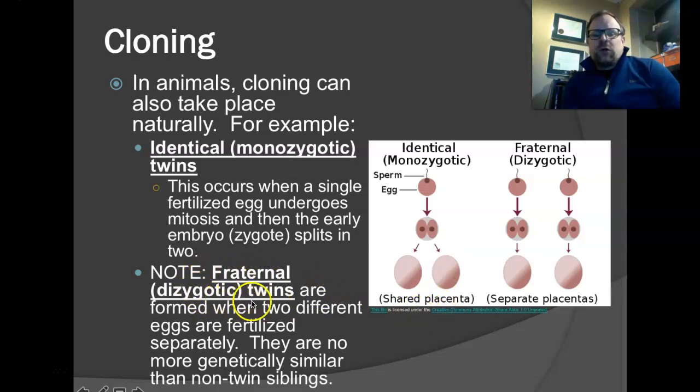Just as a note, fraternal or dizygotic twins are a little bit different. What we end up with is when two different eggs are fertilized separately, and then those individuals are not genetically similar. They're still twins, but they're not genetically similar. And what would happen in this case, I think you're probably wondering, well, I thought females only released one egg or matured one egg per cycle. Well, what would happen is you end up with two eggs being produced in the cycle, and as luck would have it, both eggs are being fertilized. And we end up with fraternal twins there as opposed to identical twins.